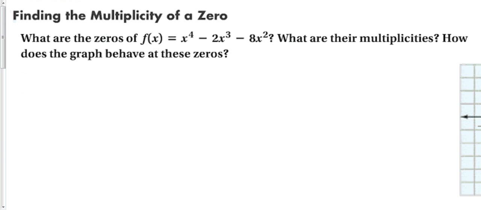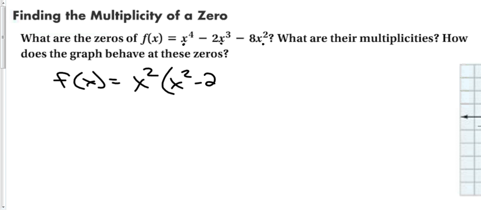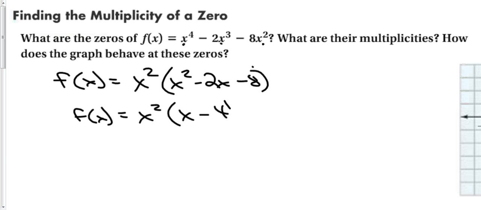So if we were going to look at this, what are the zeros of that function? What are their multiplicities? How does the graph behave at these zeros? Well, the first and easiest way to figure out the zeros is to actually factor it. So let's factor that equation to start. They all have at least an x squared in common, so let's take that out, which leaves me with x squared minus 2x minus 8, which I could then factor even further to be x minus 4, x plus 2.